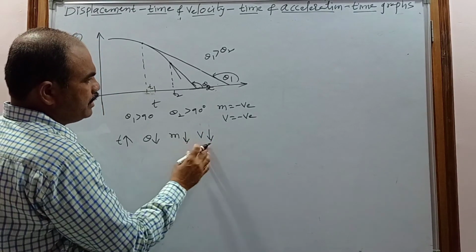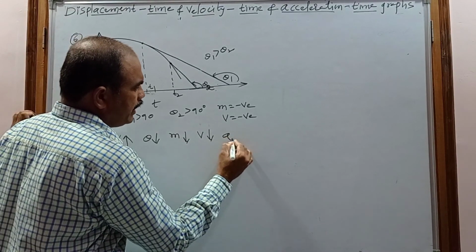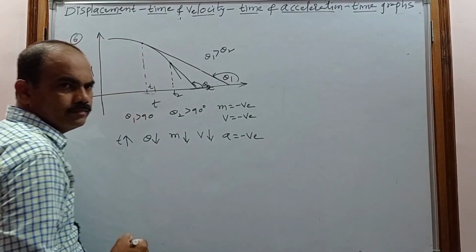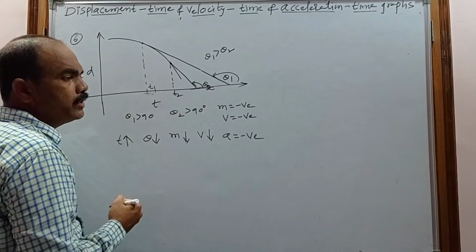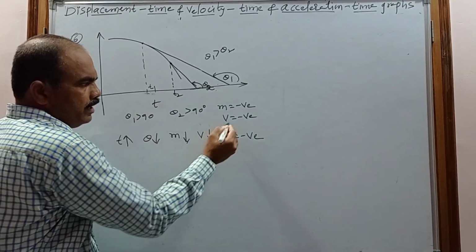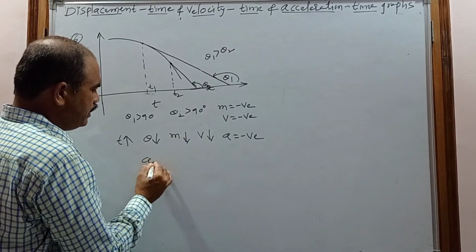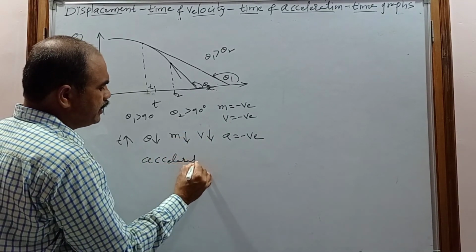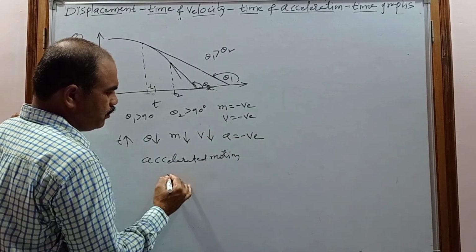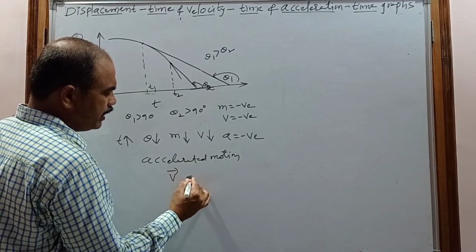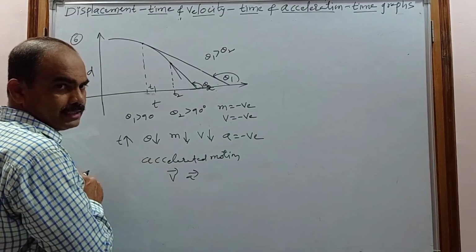The slope decreases, so the velocity also decreases. Velocity decreases, so the acceleration is negative. The acceleration will be negative here. But the velocity and acceleration both have the same sign, so this will be called accelerated motion. Because here the velocity and acceleration both have the same sign and both are acting in the same direction, that is called accelerated motion.